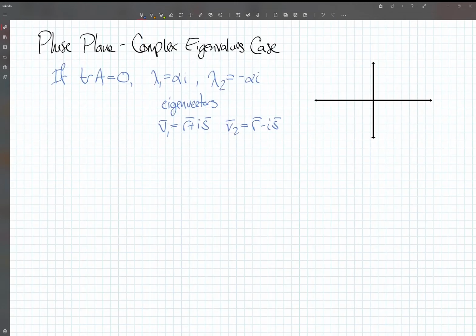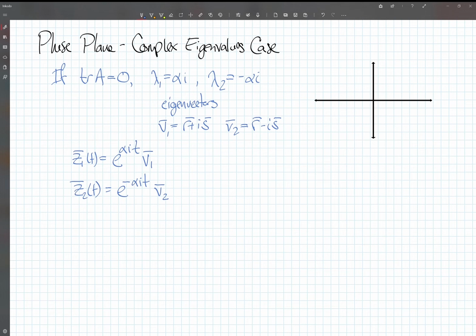One case we haven't handled is the case of complex eigenvalues. There's sort of two ways this can happen. One is if the trace of A is 0, which means that the eigenvalues are purely imaginary. In order for that to happen, they have to be complex conjugates, so one is minus the other. Because they're complex eigenvalues, we're going to get a complex eigenvector. We'll call v1 r plus is, and v2 will be r minus is, where r and s are real valued vectors. Just as always, they'll look like the exponential of that eigenvalue times that eigenvector.